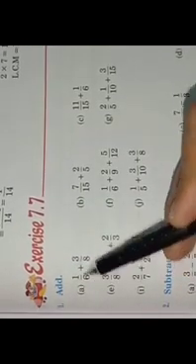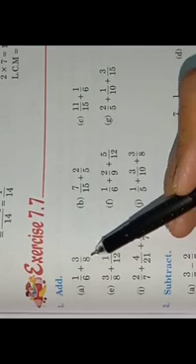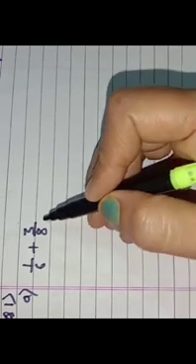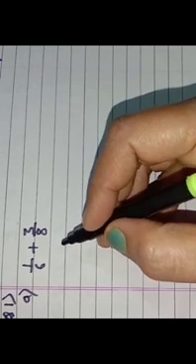Question number 1, add. And the fractions are A, 1 upon 6 plus 3 upon 8. Okay. Now how can we solve it? Here we see that denominators are 6 and 8. So first we find the LCM of denominators, that is 6 and 8.